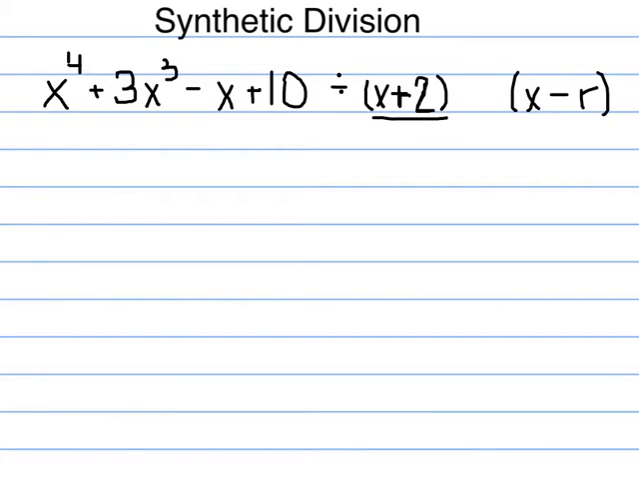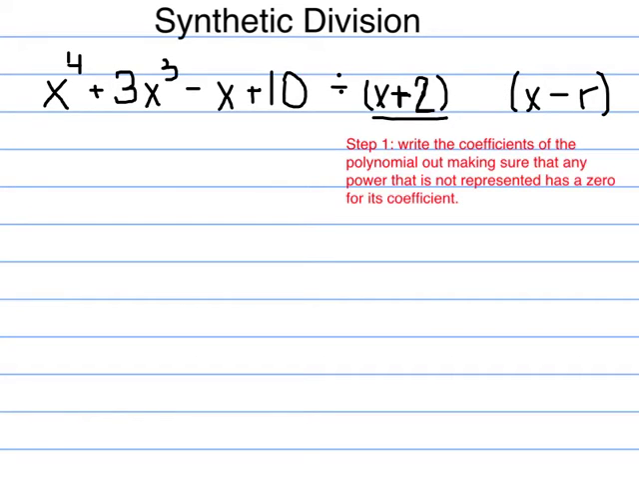So let's go over the steps. For step 1 in our synthetic division process, we need to make sure that we write the coefficients of the polynomial out in decreasing order of their powers. So I have 1 x to the 4th, 3x cubed. Notice that the x squared term here is missing, so I will write 0x squared, negative 1x, and then 10 constant.